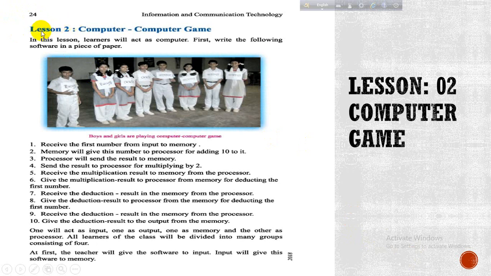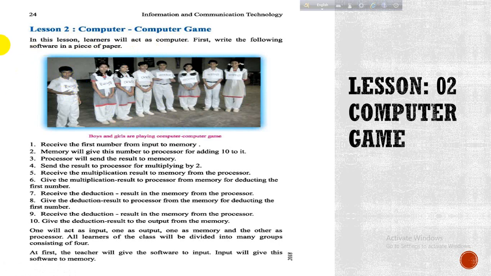Today we will discuss lesson 2, computer game. In this lesson, learners will act as a computer. Dear student, you have seen a picture there. There are some students carrying names like the parts of a computer.